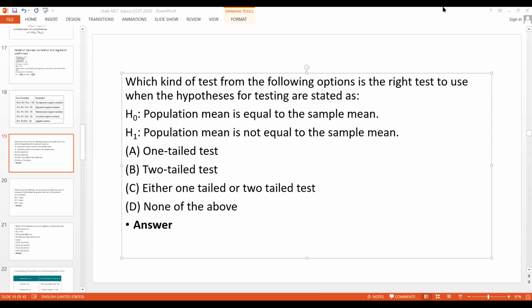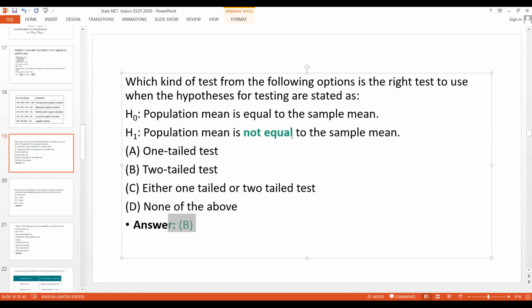This is an example of a single means test. Not equal to is an example of a two-tailed test. This is how we identify one-tailed or two-tailed. This is an example for a two-tailed test. Our answer should be B. I'll just confirm. Yes, B is the answer, correct. This is a two-tailed test, okay.